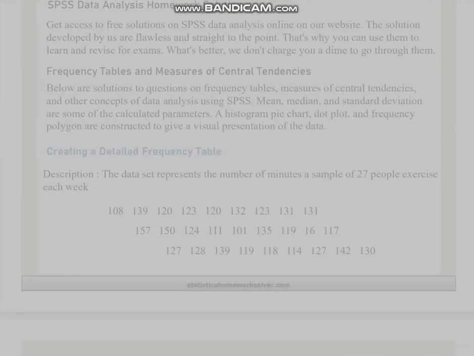SPSS Data Analysis Homework Solution. Get access to free solutions on SPSS Data Analysis online on our website. The solutions developed by us are flawless and straight to the point. That's why you can use them to learn and revise for exams. What's better, we don't charge you a dime to go through them.